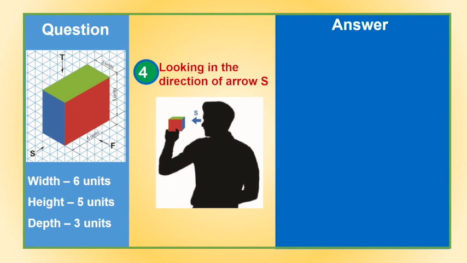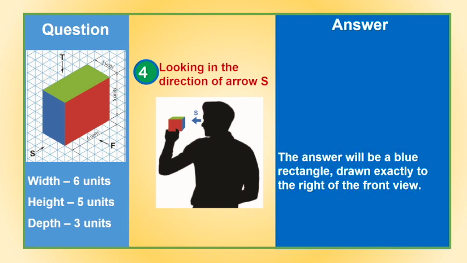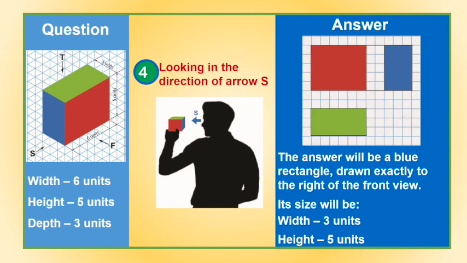After drawing the top view, you will now visualize the cuboid from another direction, that is, in the direction of arrow S. What shape will you see and which color will the shape be? What will be its size? The answer will be as such.